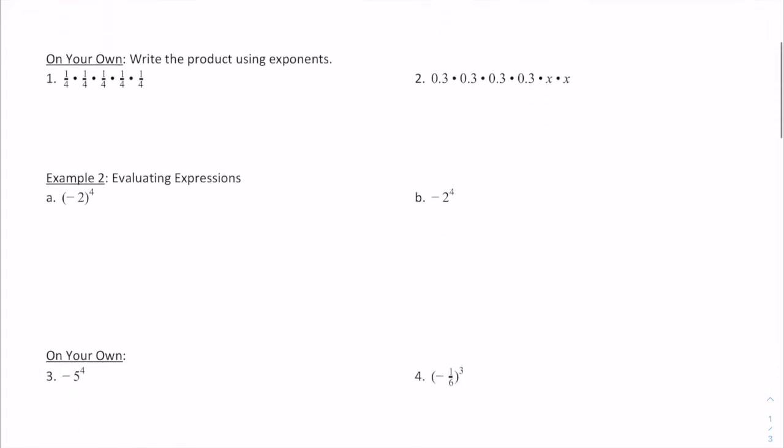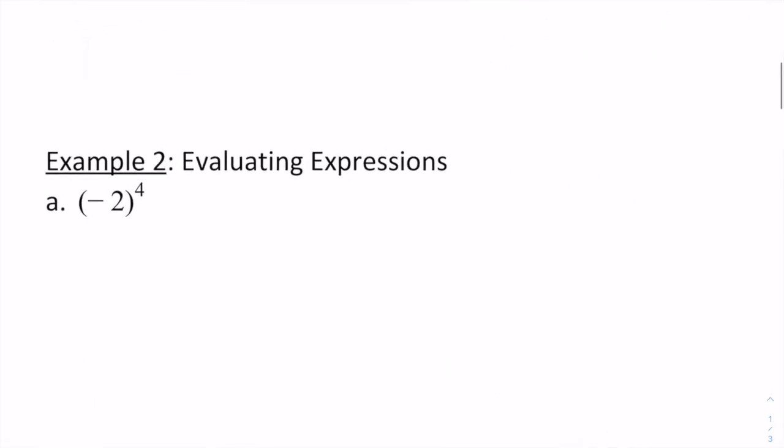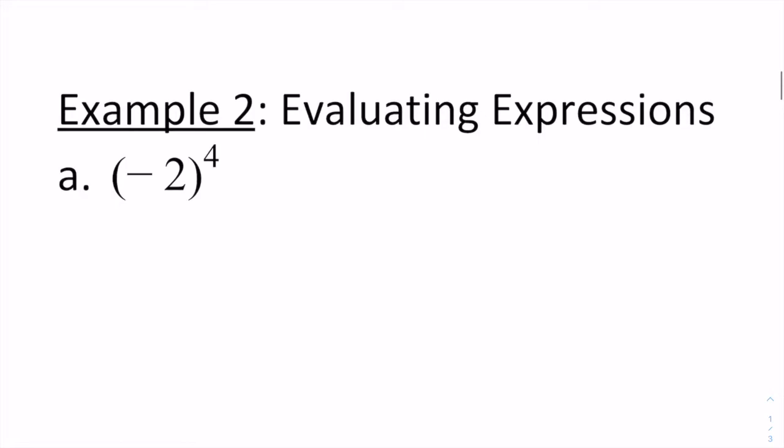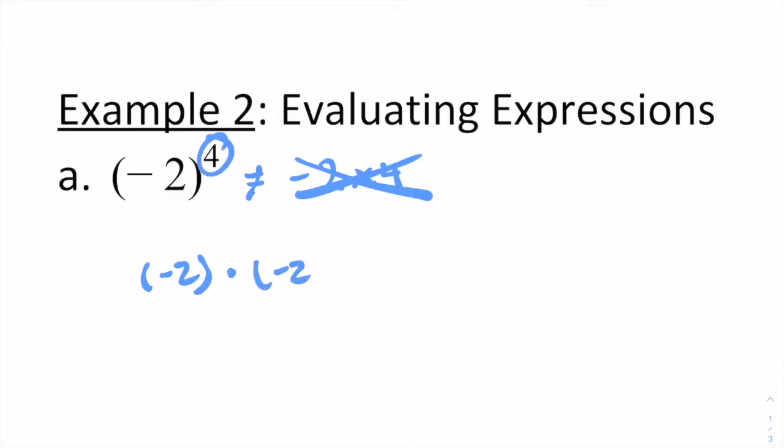Now we're going to move on to evaluating expressions as well. This is where we're going to break down the actual exponent itself. You see how you have negative 2 to the fourth. This is not negative 2 times 4. Please do not ever think that this is negative 2 times 4. That is incorrect. Remember, it's negative 2, how many times? 4 times. So multiplying negative 2 times negative 2 times negative 2 times negative 2.